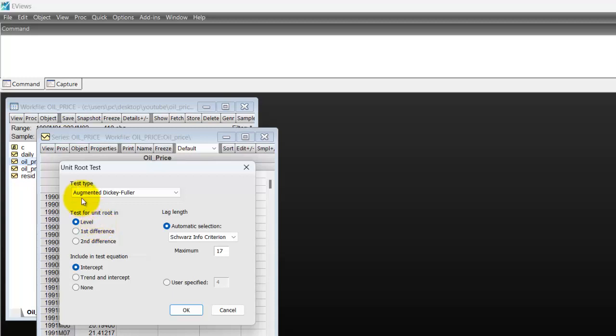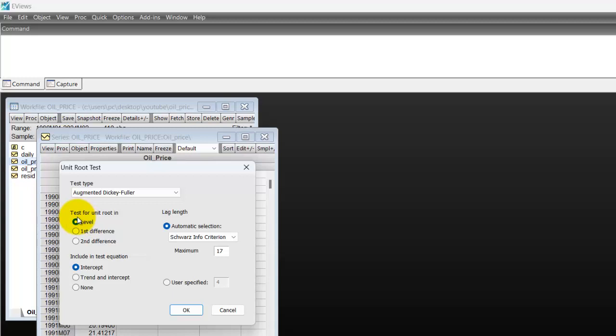So now, under test type, you will see that we have Augmented Dickey-Fuller test. If you click on it, you have a list of other unit root tests. The first one, Augmented Dickey-Fuller test, followed by Dickey-Fuller test, followed by Phillips-Perron, followed by Kwiatkowski-Phillips-Schmidt-Shin test, followed by this and so on in Eviews. So if you don't want to use ADF, you just make changes there. Now, let us start with ADF.